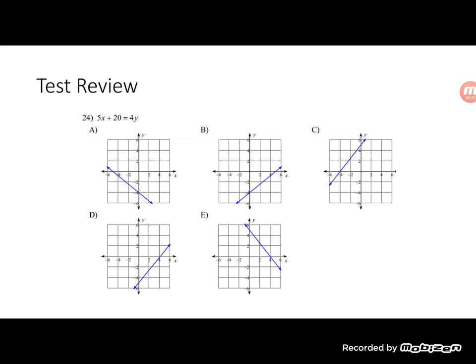So the first one is 24, and 24 asks us to make a graph of this equation. There are many ways to go about making a graph, some of which include just plugging in arbitrary points and seeing where they map out on the graph. That can work, and that's great, but the method I'm going to recommend to you, and the method that we've been working on in class, is finding both the x-intercept and then the y-intercept.